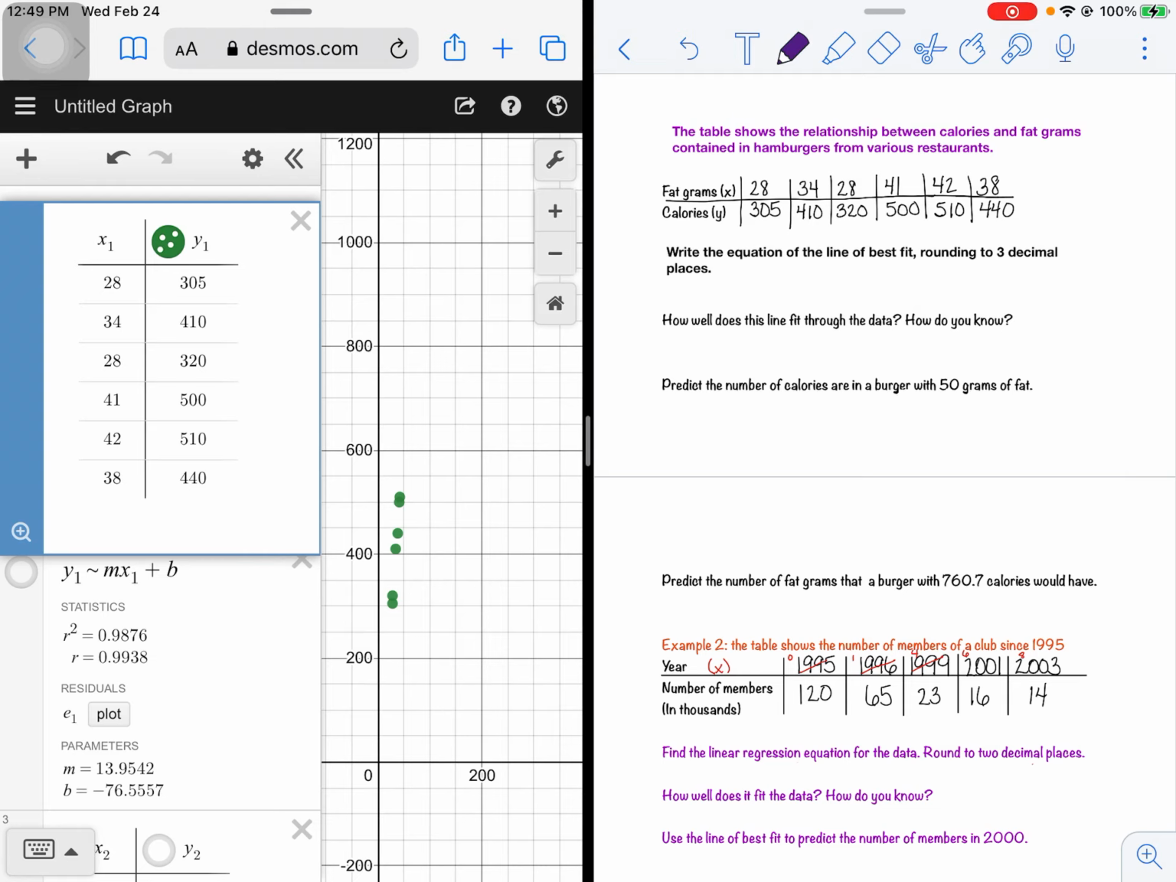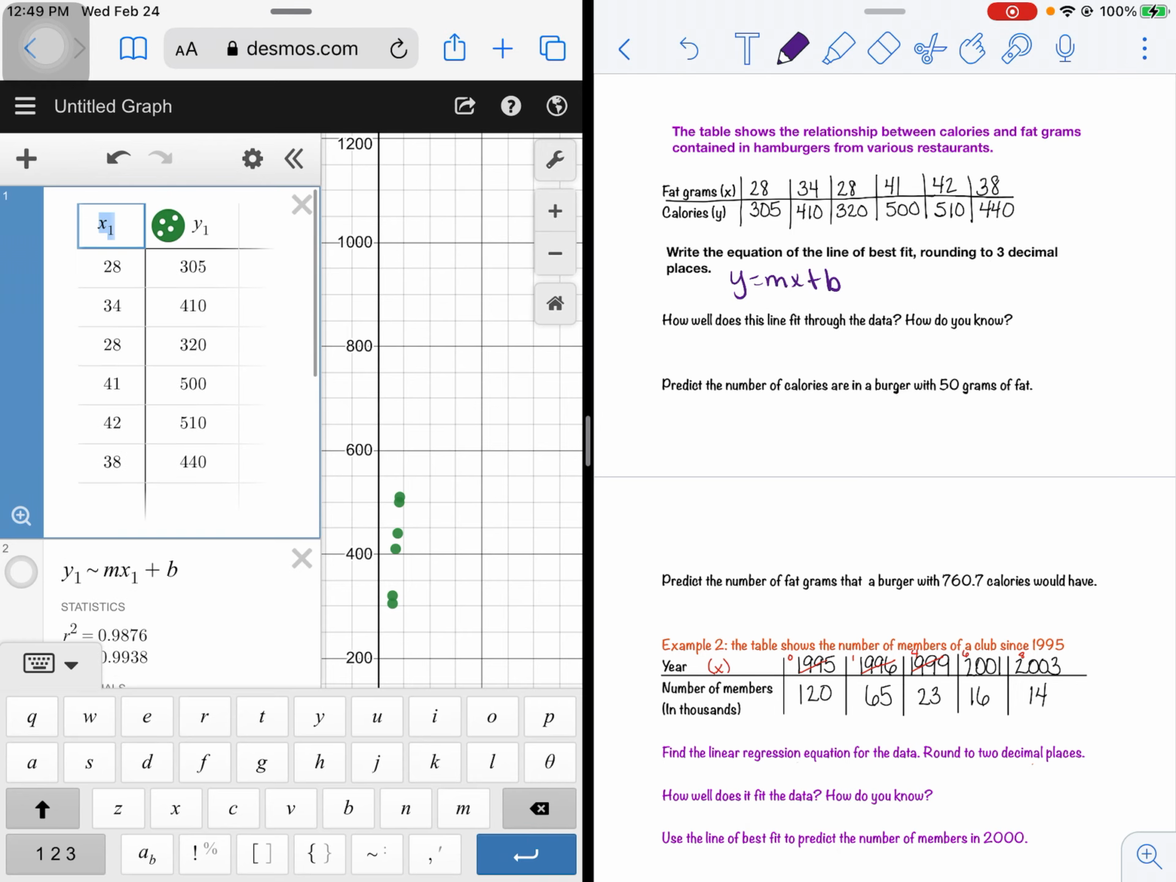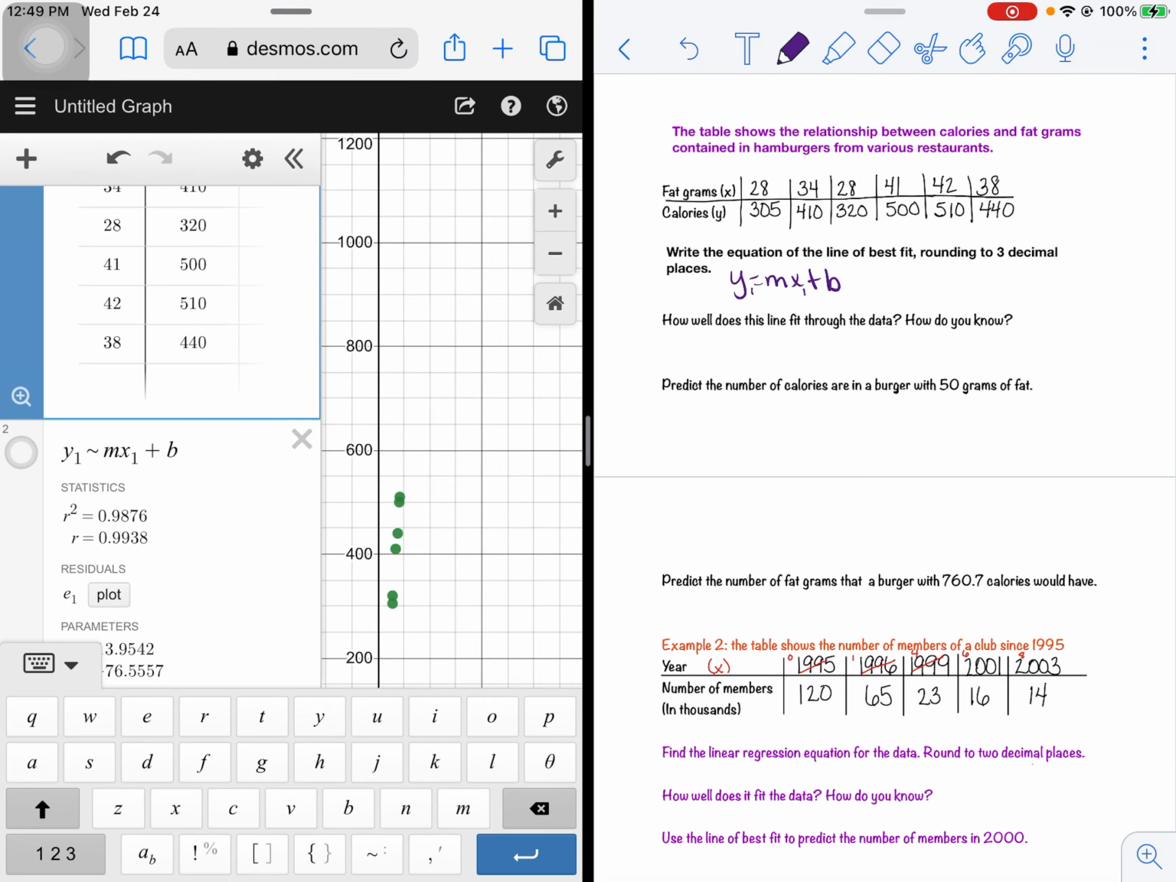Now, anytime we're trying to find a line of best fit, we want that in y equals mx plus b form. That's the linear equation form. For Desmos, whatever is in our table, like the x1, has to be a little subscript 1, and the y1 has to be a little subscript 1. You can see our data here as the little green dots. It looks pretty positive, like it's increasing, and it looks pretty tight together, so it's probably going to be a pretty strong correlation.